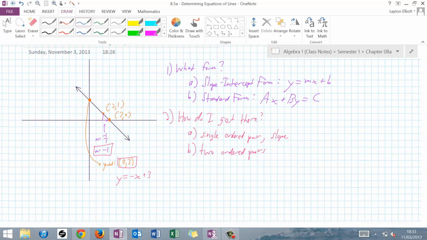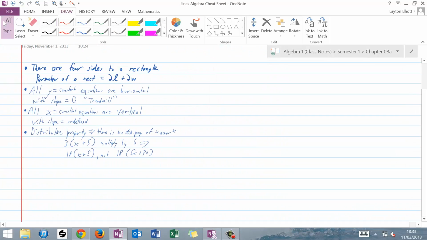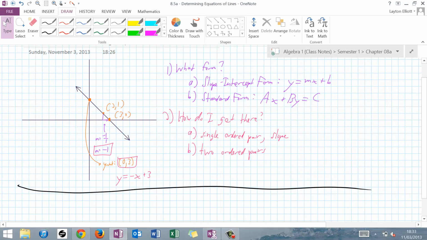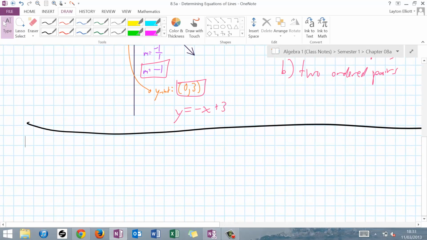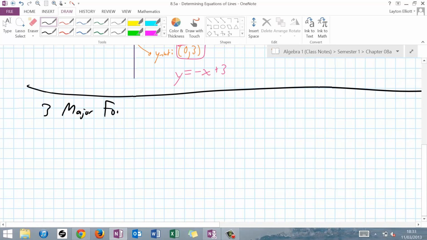We're going to take a break, and now we're going to put some information down that you're going to put back on that lines and algebra cheat sheet that we were doing before. We'll do that in class, but for this purpose, what I'm going to do is pop over and talk about the three major forms of a line.